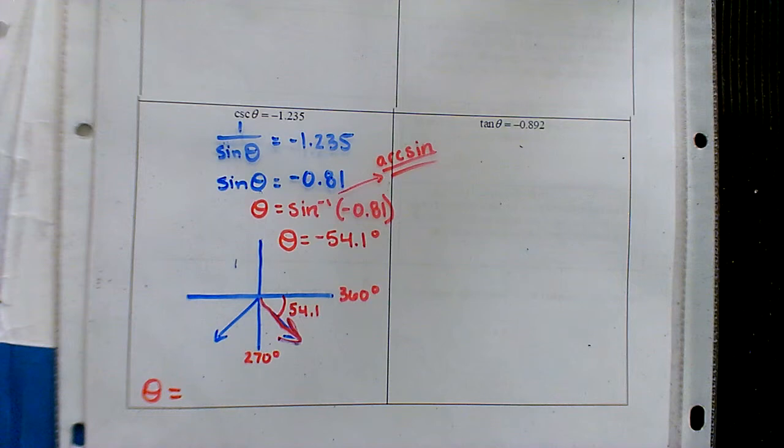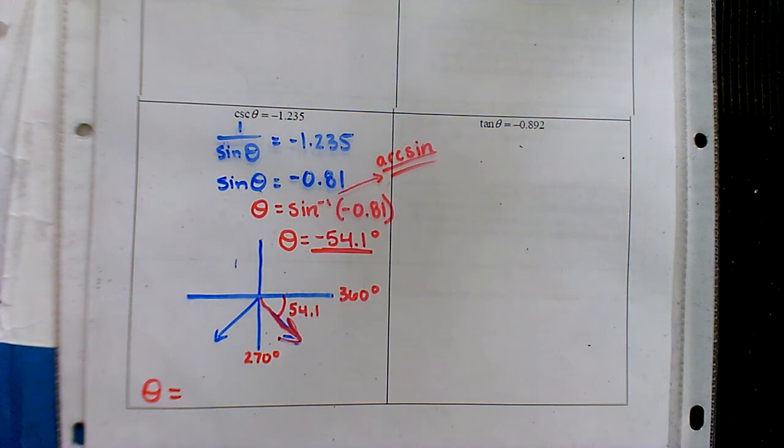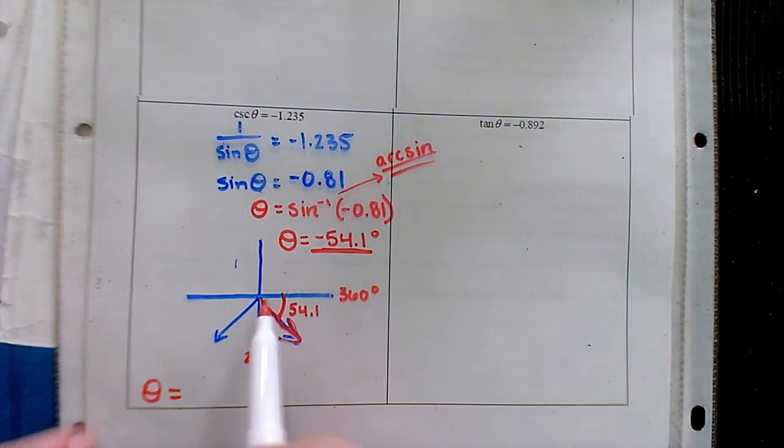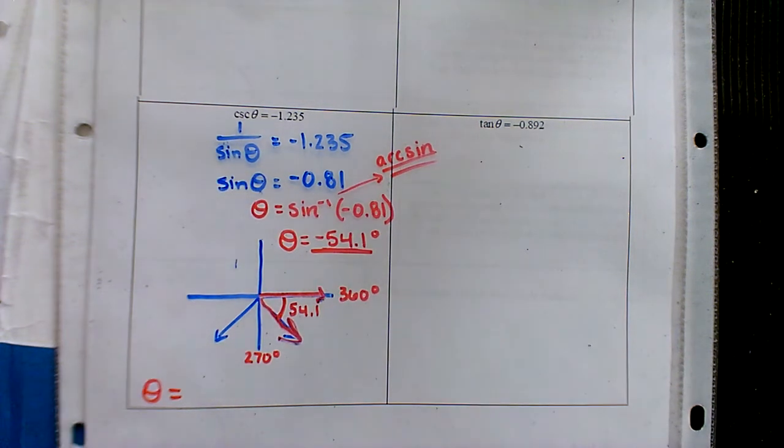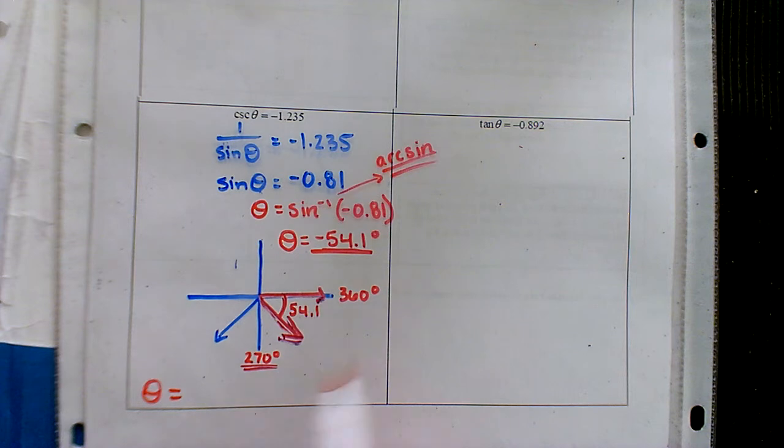Something between 270 and 360. Good, Maddie? Okay, so your calculator is giving you an angle measurement of negative 54.1. If you were to draw that negative angle, you would have to travel backwards from this starting point. If you travel backwards 54.1 degrees, you would land here. But if you're landing in the 4th quadrant, you should have some angle between 270 and 360.